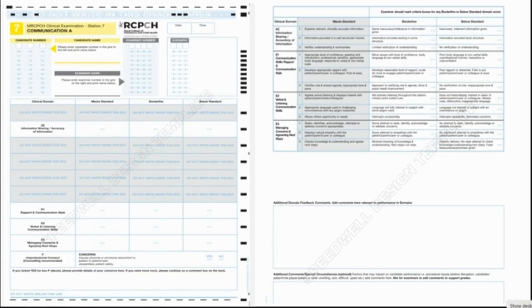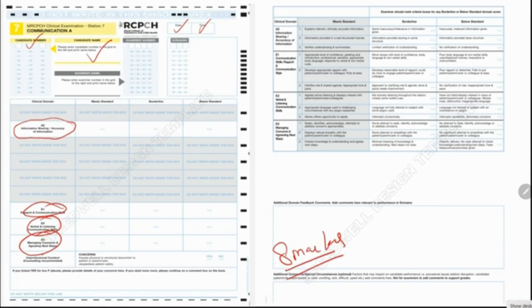So this is how the mark sheet of the communication station looks. Here is the candidate number and candidate name. You have to enter the date and time. The examiner will mark you against the domains A2, E1, E2 and E3. So 8 marks is the maximum, and the timing is 9 minutes.